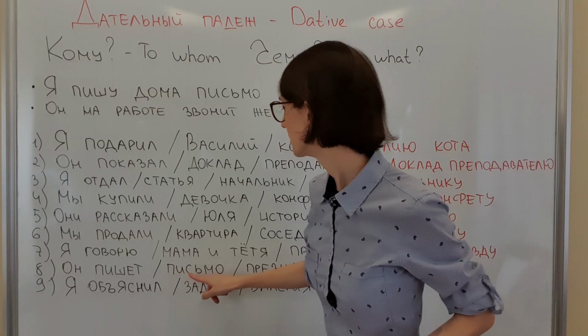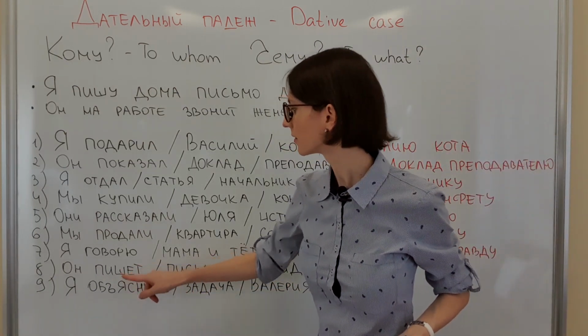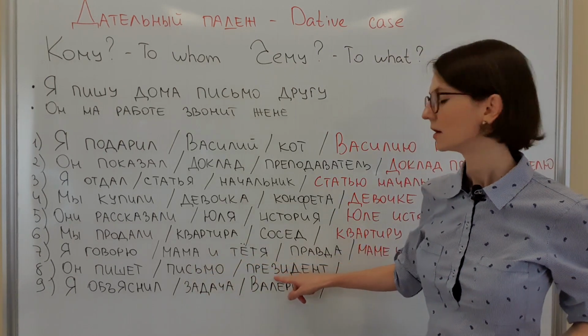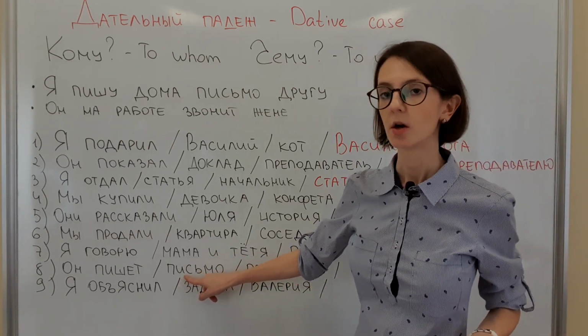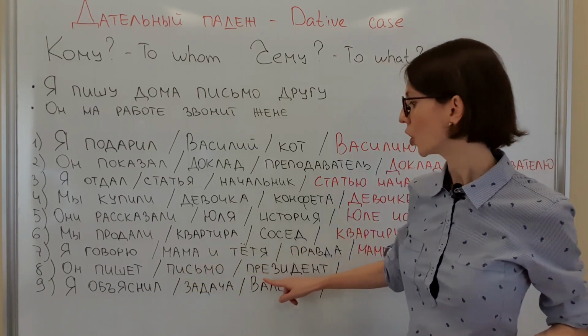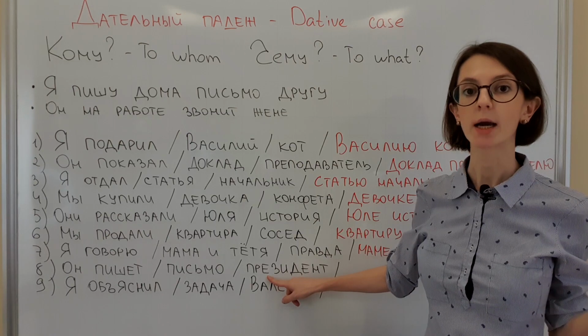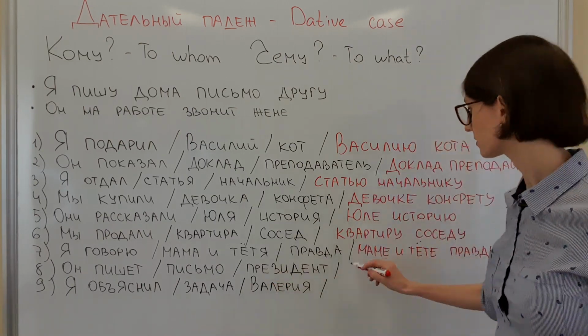Он пишет письмо, президент. He is writing a letter to a president. He is writing what? Он пишет что? Он пишет письмо. Он пишет письмо кому? To whom? Президенту.